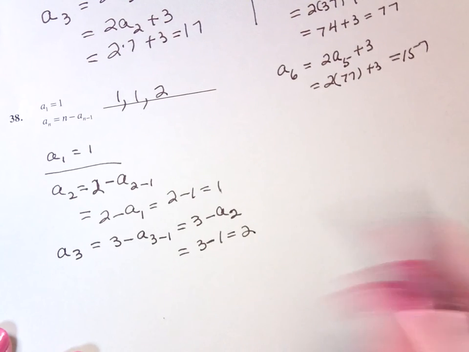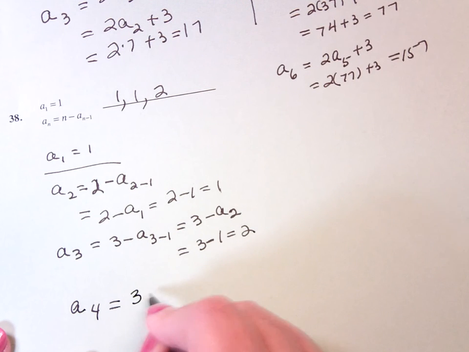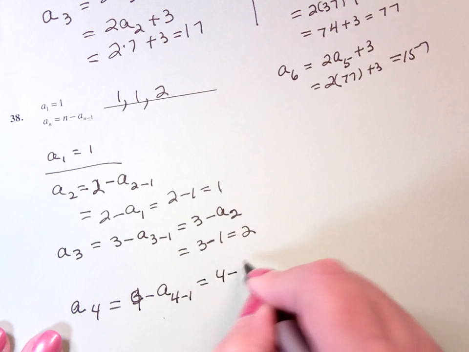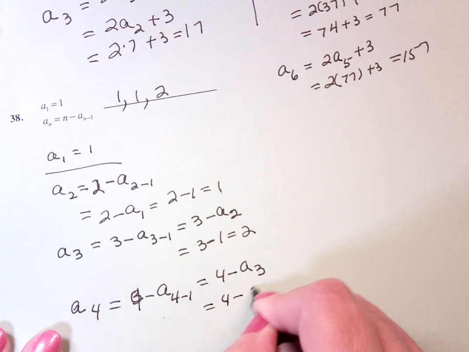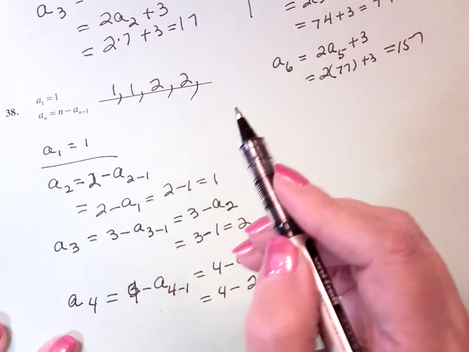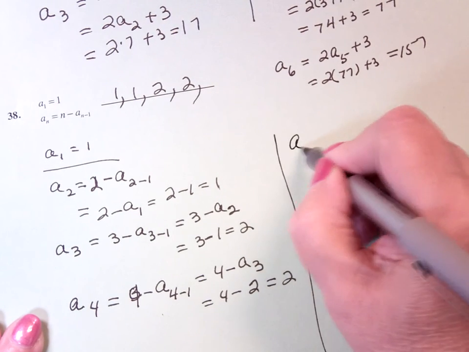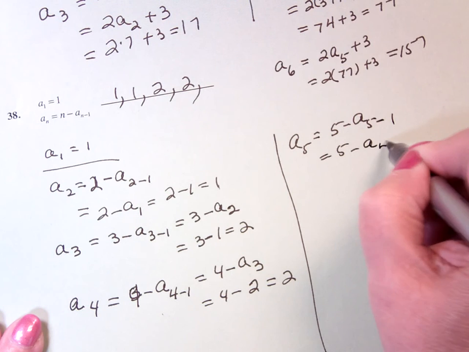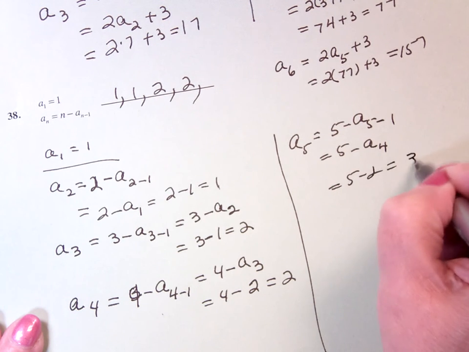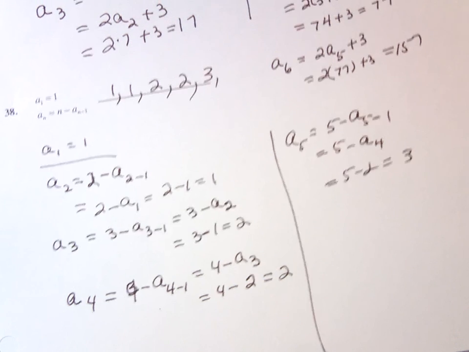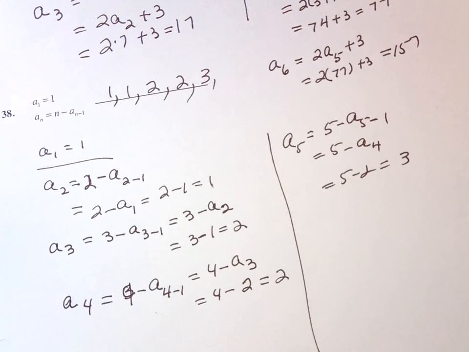Don't see a pattern yet. A sub 4 is 4 minus A sub 4 minus 1, which is 4 minus A sub 3, which is 4 minus 2, which is 2. Oh, 1, 1, 2, 2, 3 maybe? Well, let's see. A sub 5 is 5 minus A sub 5 minus 1, which is 5 minus A sub 4, which is 5 minus 2, or 3, yeah. So we can venture to say it's going to be 1, 1, 2, 2, 3, 3, 4, 4, 5, 5, 6, 6, 7, 7, 8, 8, 9, 9, 10, 10. And once you know the pattern, you don't need to calculate it anymore. Dot, dot, dot.